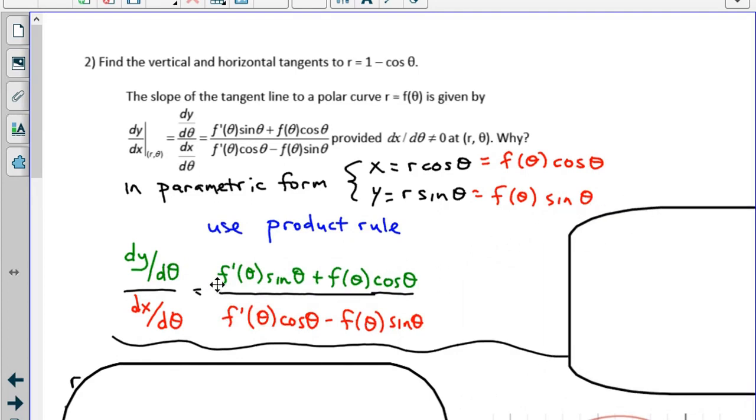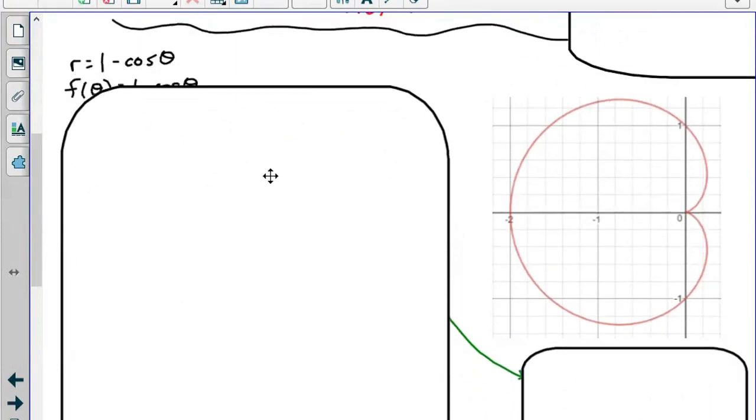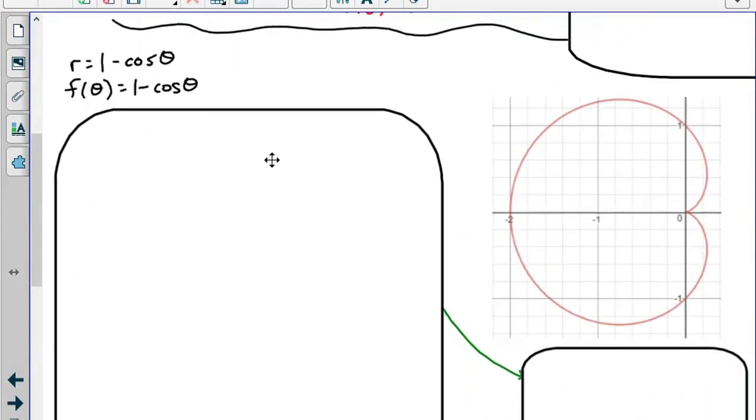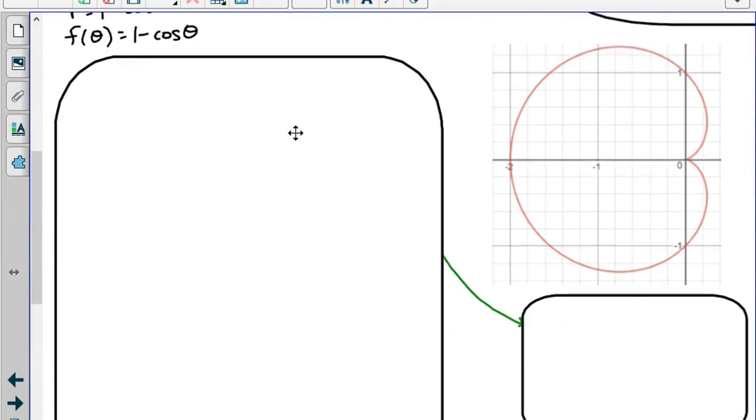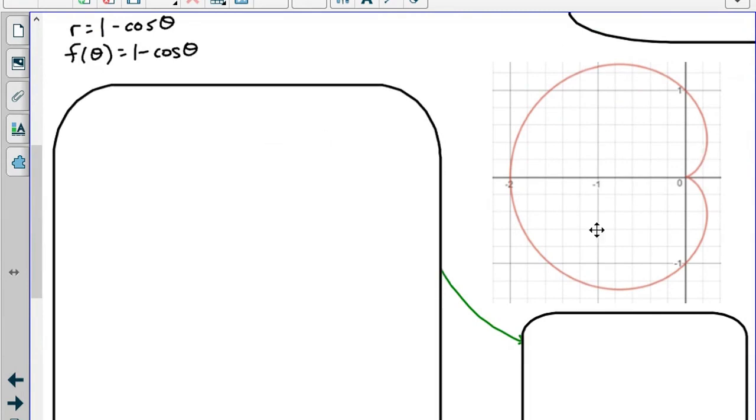So basically what we have is this derived using parametrics. It wasn't that complicated. All right, so now the problem that they ask us to do is r equals 1 minus cosine theta. So we'll treat that as f of theta equals 1 minus cosine theta. I graphed it over on the right.